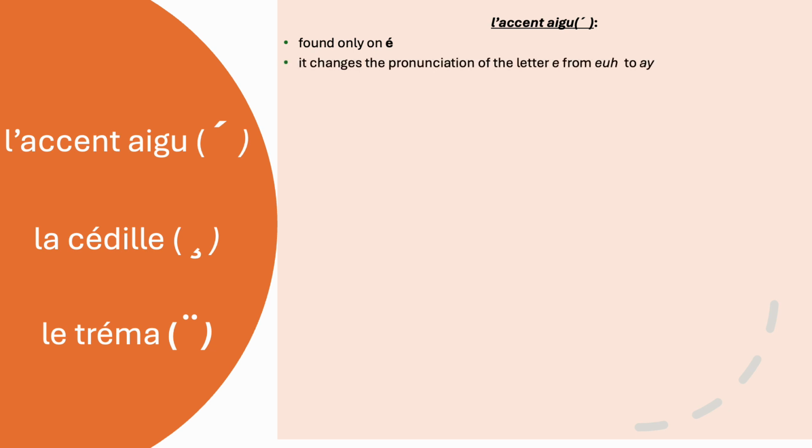L'accent aigu, la cédille, le tréma. L'accent aigu is found only on E. It changes the pronunciation of the letter E from E to A. Des exemples, l'école, le café.